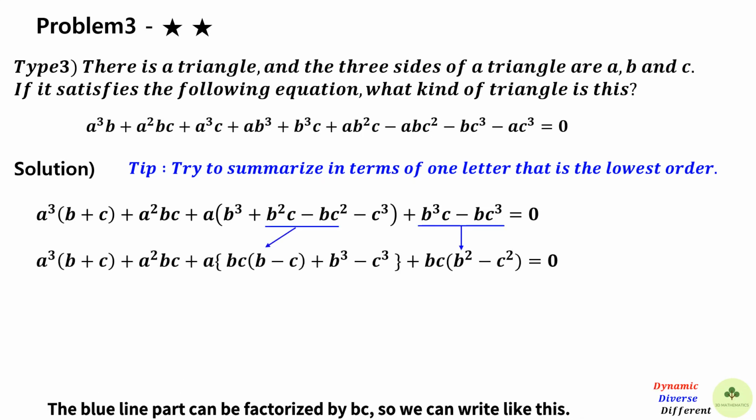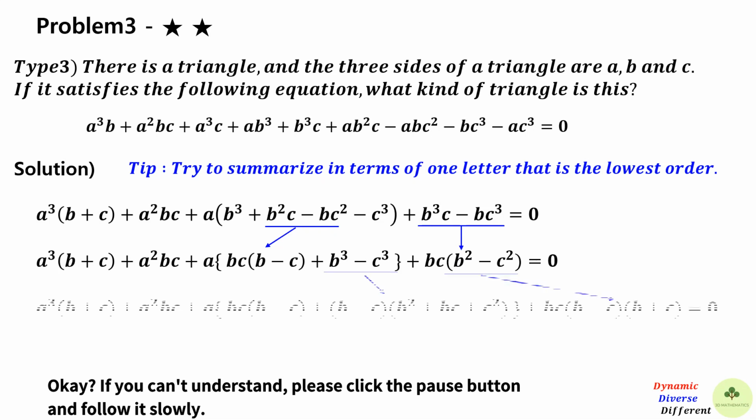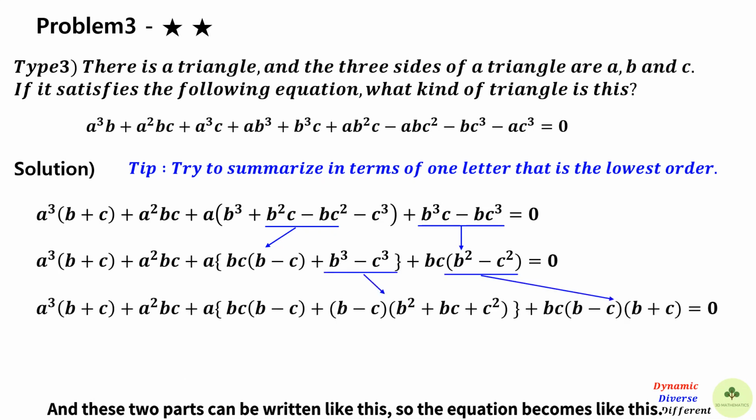The blue line part can be factorized by B times C. So we can write like this. Okay? If you can't understand, please click the pause button and follow it slowly. And these two parts can be written like this. So the equation becomes like this. It looks more complicated, but it's just one of the steps for solving this problem.